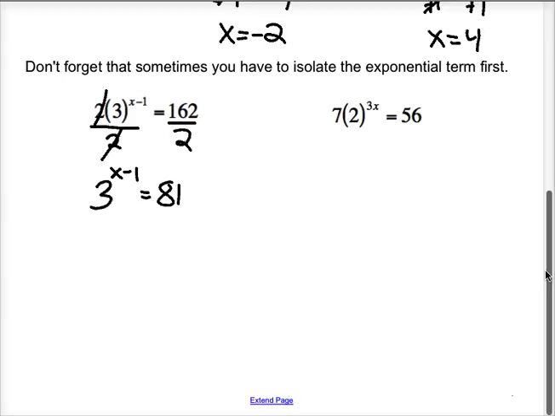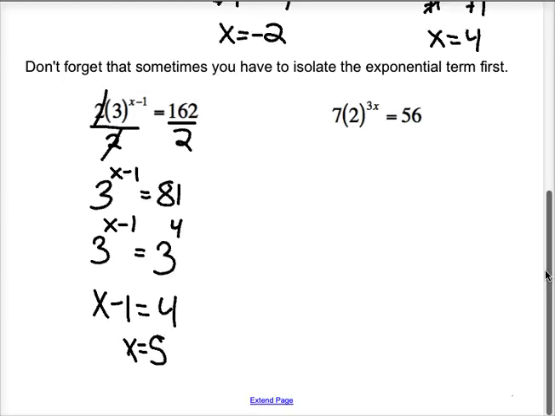And now we have that base 3. So I'm going to rewrite 81 in terms of a base 3. And 81 is going to be 3 to the 4th power. Once you recognize that, now you can set the exponents equal and add 1 to both sides to solve and get x equals 5.